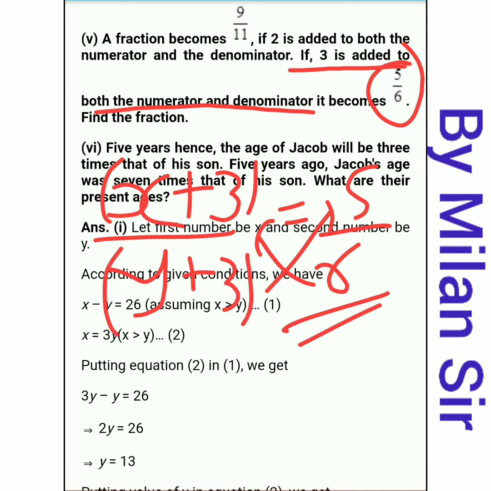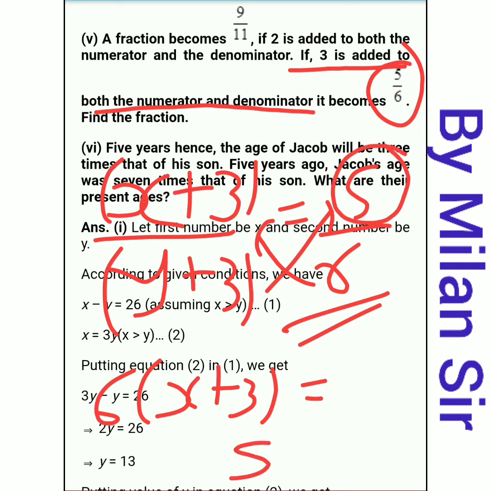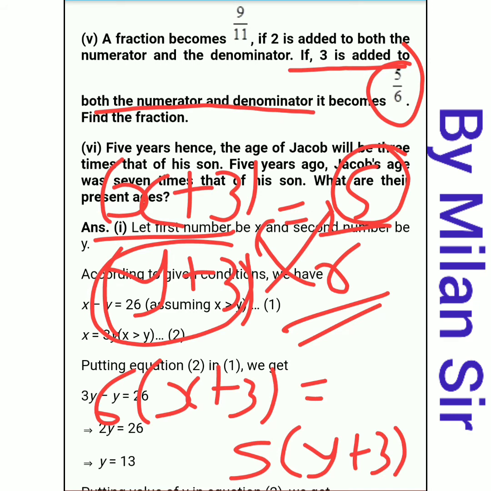So 6 goes to the left hand side, it goes to the numerator. So 6 in bracket x plus 3 is equal to, on the right hand side, 5 is already there, then the bracket y plus 3 transfers to the right hand side and goes to the numerator. So 5 in bracket y plus 3. Then what we need to do?